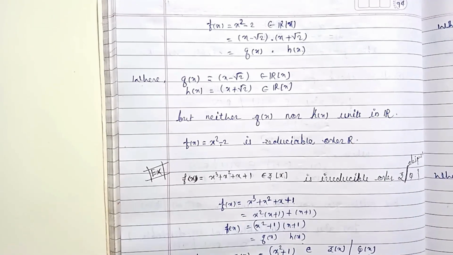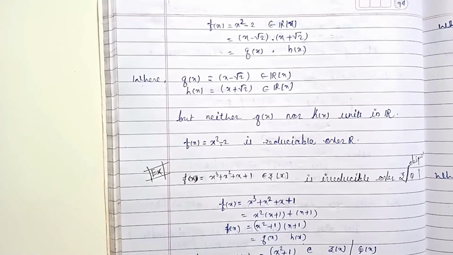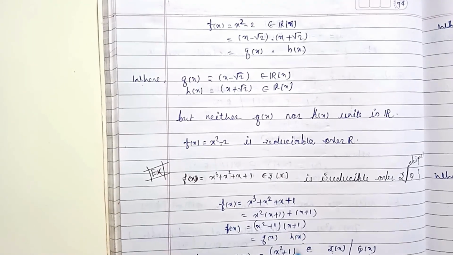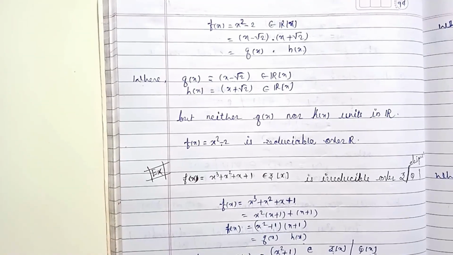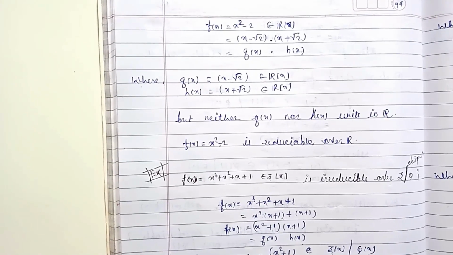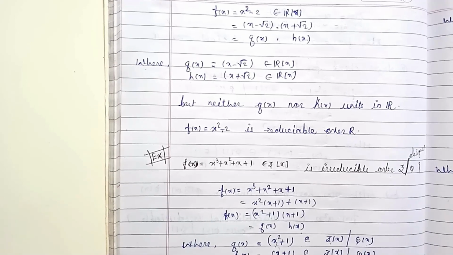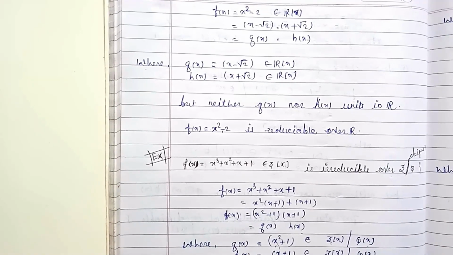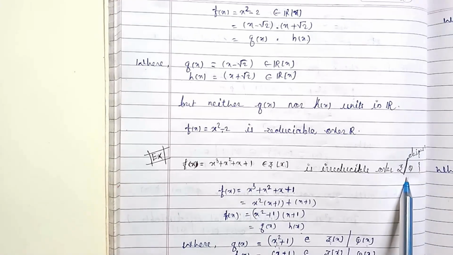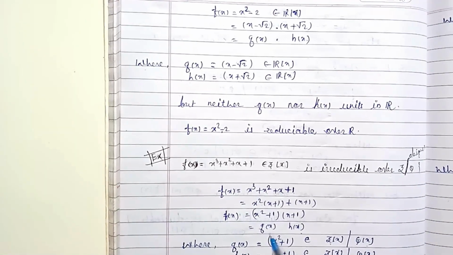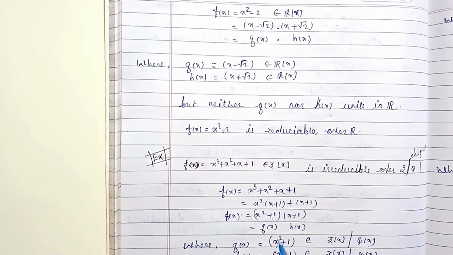So g of x has roots which go to the integer polynomial. So f of x, the first integer polynomial, goes to Z[x] or Q[x], and h of x also goes to Z[x] or Q[x]. So if g of x and h of x both belong to our given ring, then we say that the definition of the irreducibility criteria is violated here.